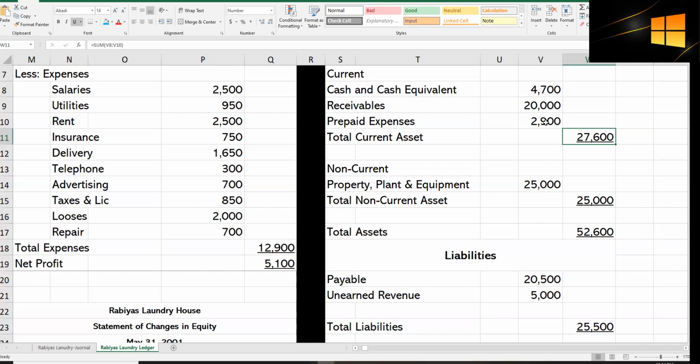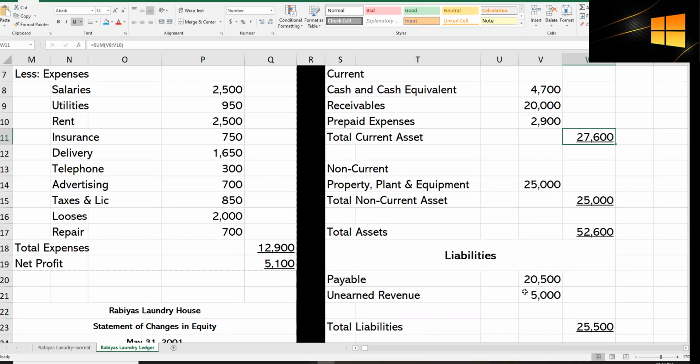Okay? Now, liabilities. The total asset is 52,600. Ito, 27,600 and 25,000, so 52,600. Dapat po masatisfy po natin yung tinatawag na asset equals liabilities plus owner's equity. Meaning, if the asset is 52,600, then of course, combine your liabilities and owner's equity, it must be 52,600. Now let us check.